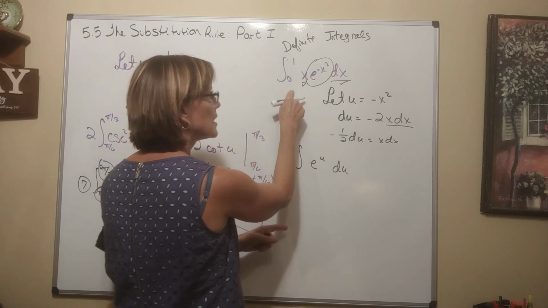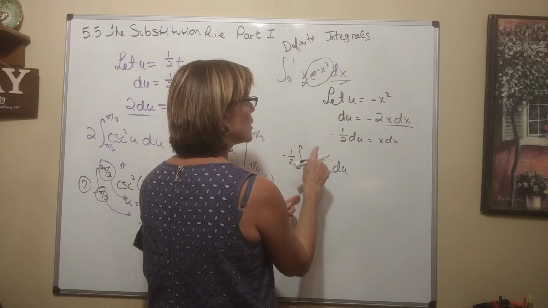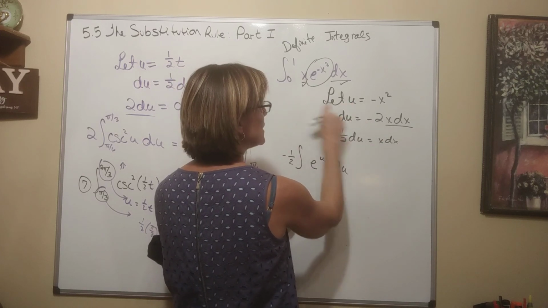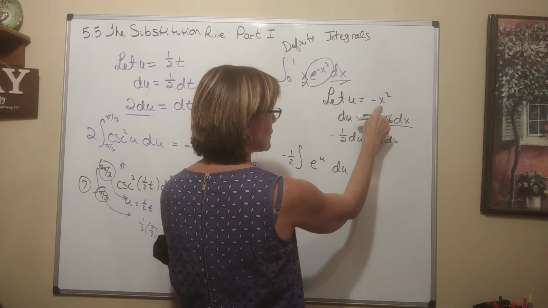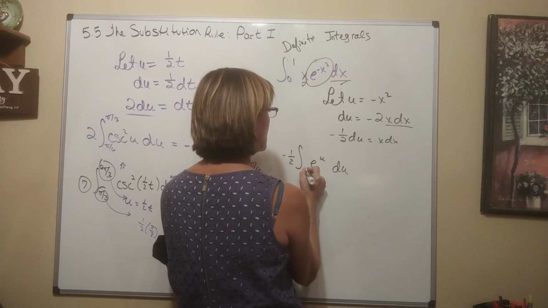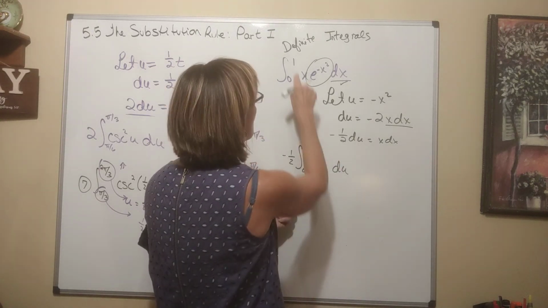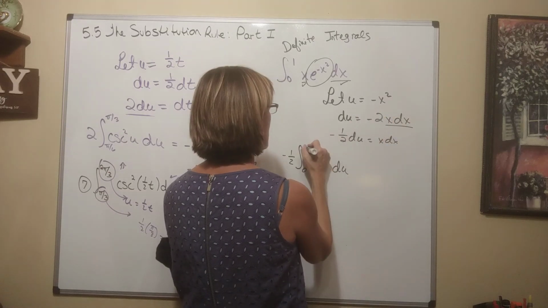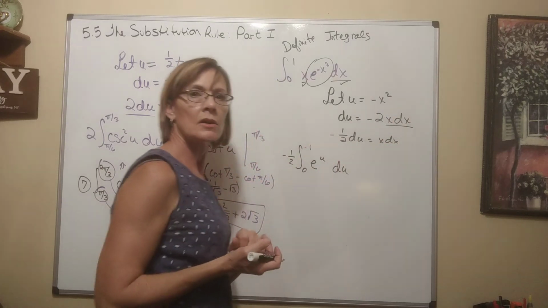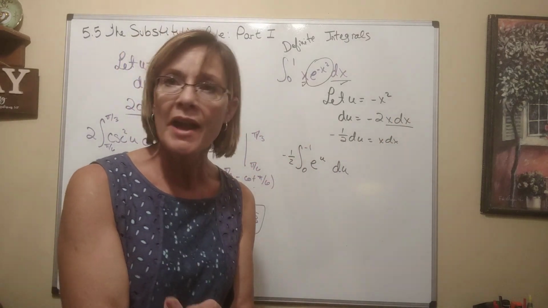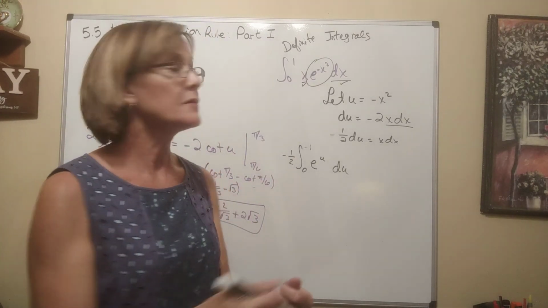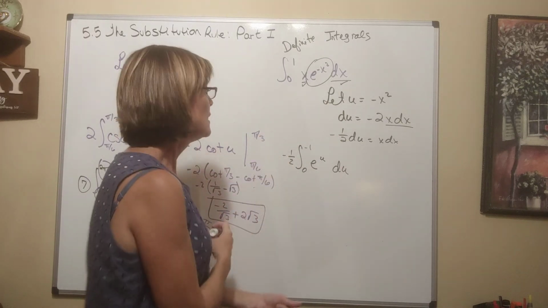You can adjust your limits, right? We could go in here and say, here's u, let's let x be 0. 0 squared is 0 times negative 1 is 0. My new u limit is 0. And for x equals 1, 1 squared is 1 times negative 1 is a negative 1. We've adjusted our limits. Once you've done that, you do not have to go back to terms of x. Or you could put everything back in terms of x and put in the original limits.